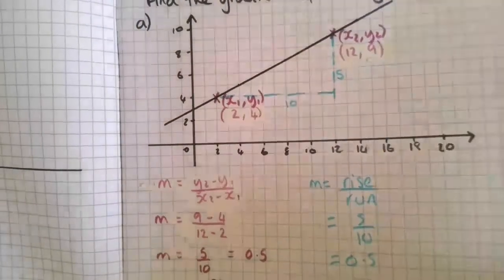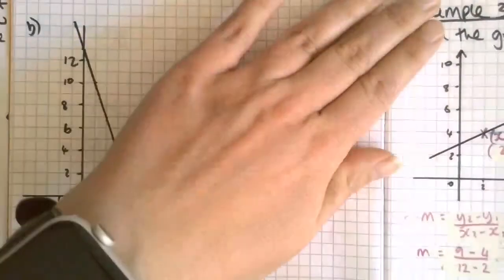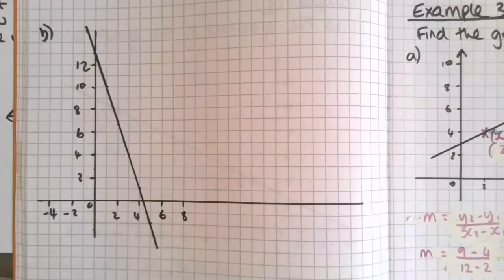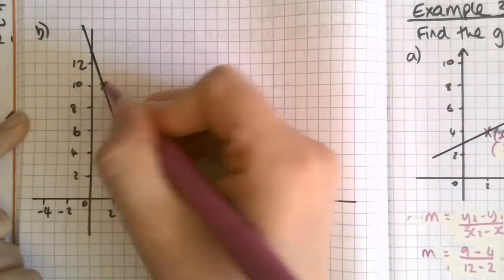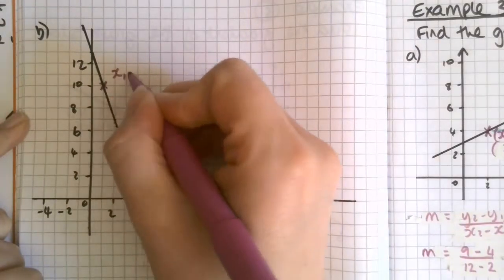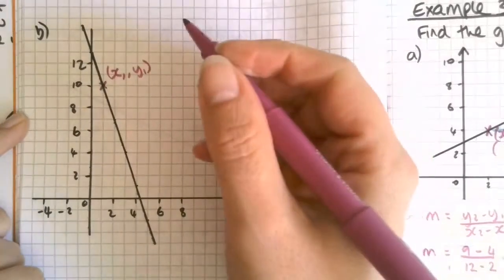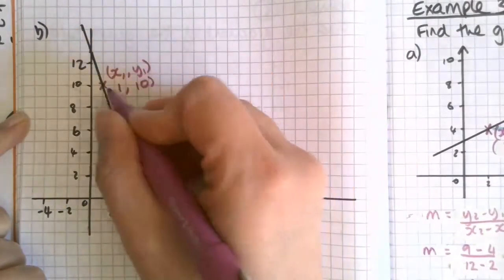Okay, let's look at B. So for example B in this one, we're going to do the same. So we'll have to find the gradient. Let's pick 2 points. So here's a nice one here. Let's call this x1, y1. And let's look at our coordinates. So the x coordinate is 1, the y coordinate is 10.